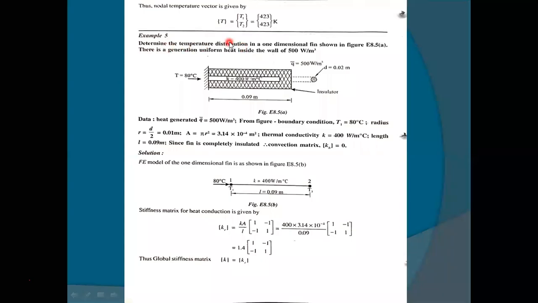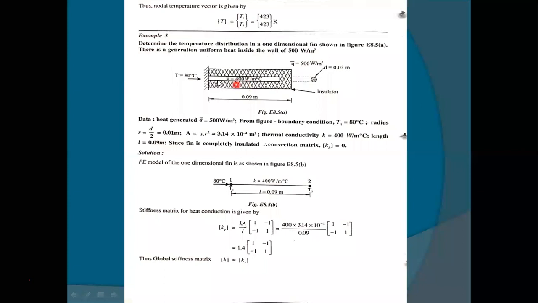Determine the temperature distribution in a one-dimensional fin as shown in the figure below. There is uniform heat generation inside the wall of 500 watt per meter cube. You can see the figure here. They ask us to determine the temperature distribution. We are going to calculate the temperature in a one-dimensional fin, since it is one-dimensional. And they told us that some heat is generated inside the fin, equal to 500 watt per meter cube.